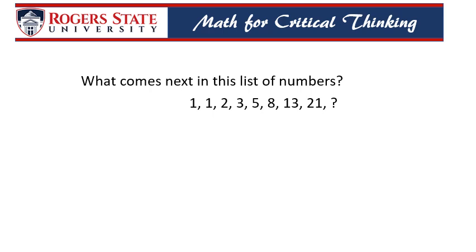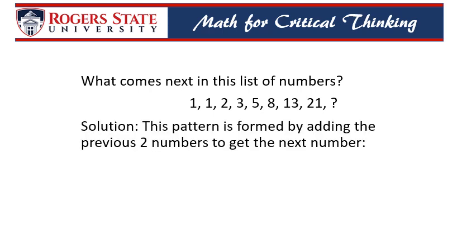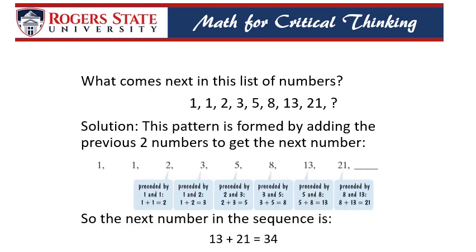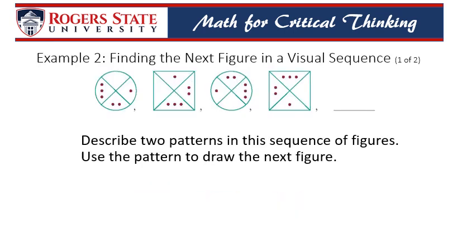Oh, so what's the next number? 13 plus 21 is 34. The pattern is formed by adding the previous two numbers to get the next number. Make sense? So the next number is 34. Okay, let's try this one. Find the next figure in this visual sequence.